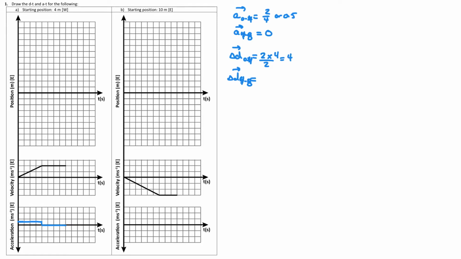meters in the east direction. So I'll just leave it as positive 4. And maybe I'll write it out. And this is meters per second squared. And displacement from 4 to 8 is the area from here to here. And that area is going to be just 2 times 4, which is 8 meters in the east direction. Okay, so for the position, starting position is 4 meters in the west direction. That's starting here, so negative 4.